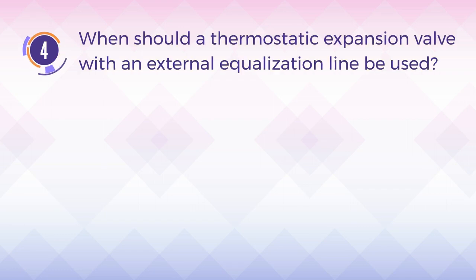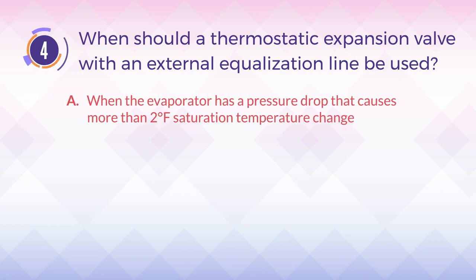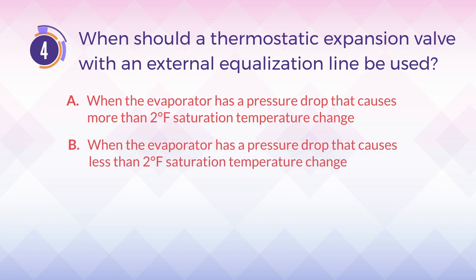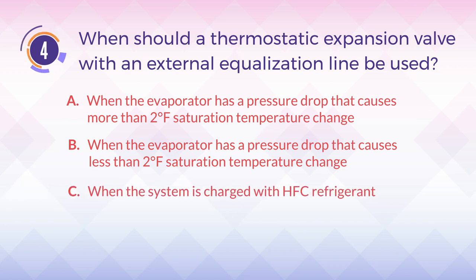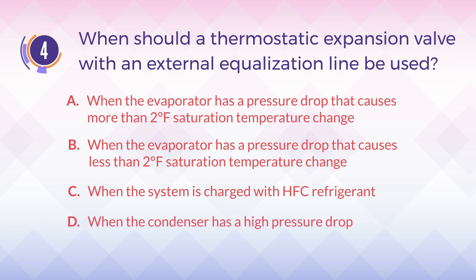Number 4. When should a thermostatic expansion valve with an external equalization line be used? A. When the evaporator has a pressure drop that causes more than 2 degree Fahrenheit saturation temperature change. B. When the evaporator has a pressure drop that causes less than 2 degree Fahrenheit saturation temperature change. C. When the system is charged with HFC refrigerant. D. When the condenser has a high pressure drop.